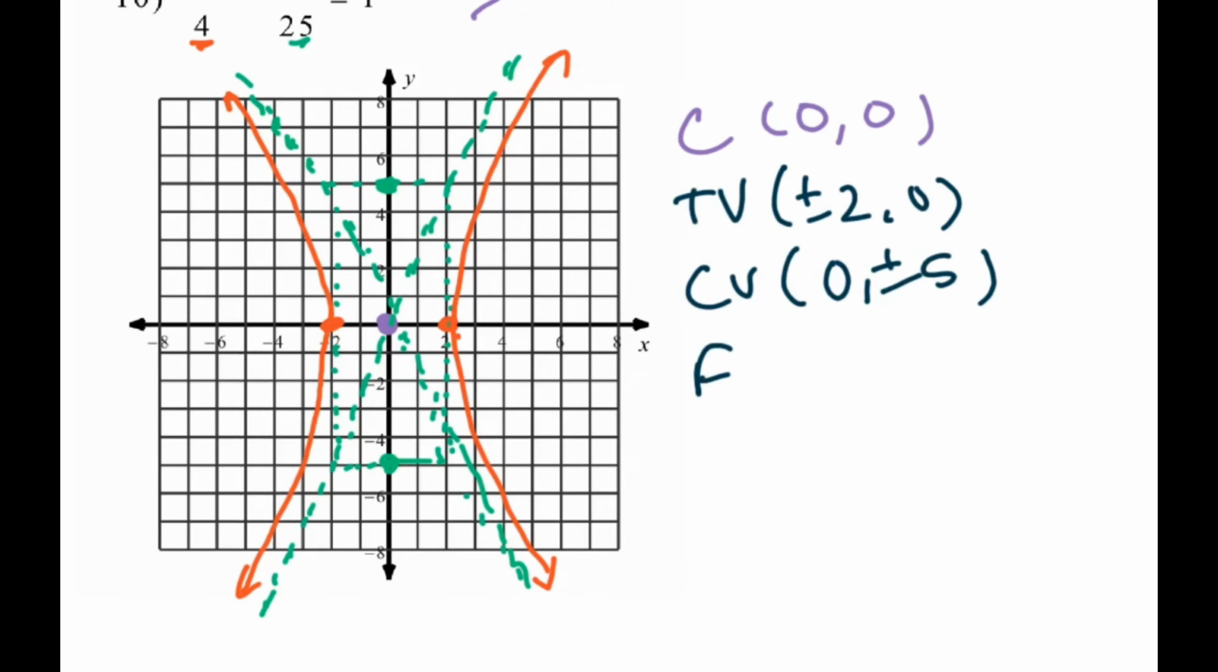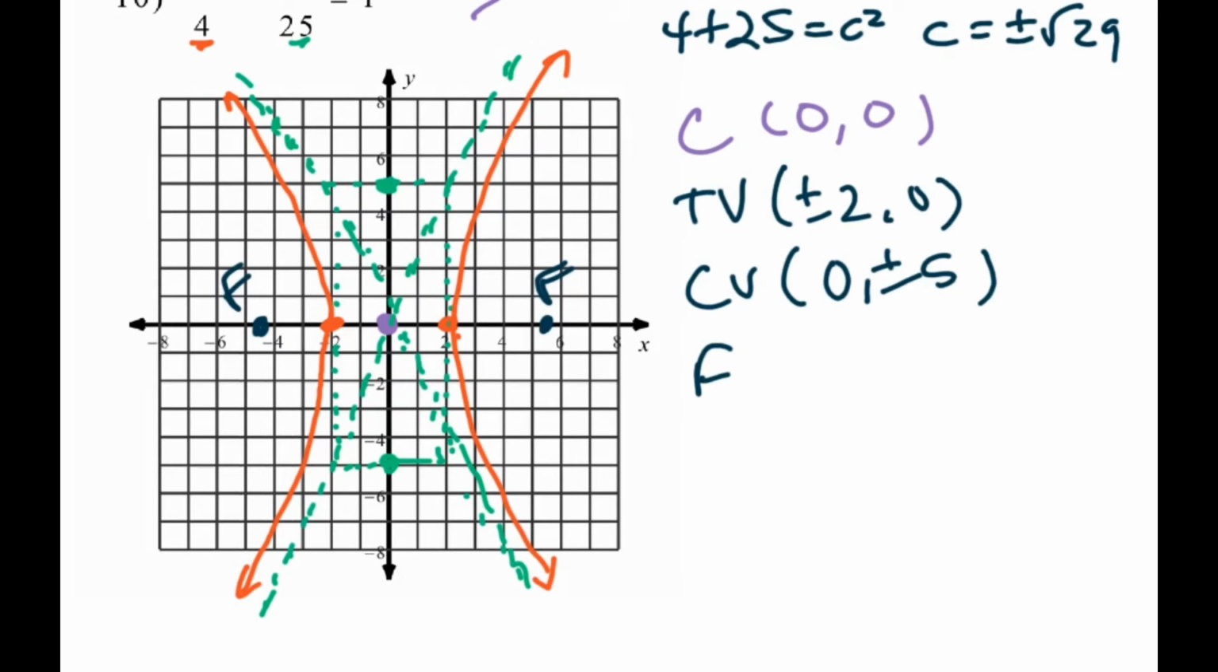My foci is going to be 4 plus 25 equals c squared. So c is equal to plus or minus square root 29. Square root 29 is about 5.4. And so I'm going to come out here to 5.4, and 5.4, and that's my foci.